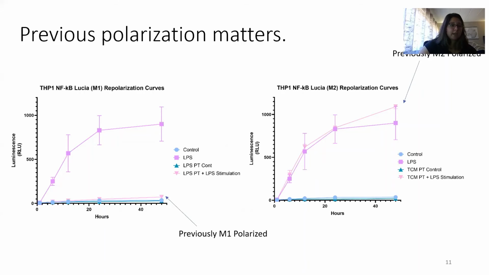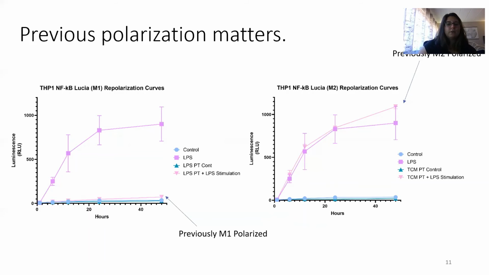We've discussed extrinsic factors like cytokines that can affect TAM polarization. However, the previous polarization of a macrophage, which is an intrinsic factor, can also affect this. So I used LPS, or tumor conditioned media, to cause an initial either M1 or M2 polarization before changing the media and adding LPS at time 0 as a stimulation agent.